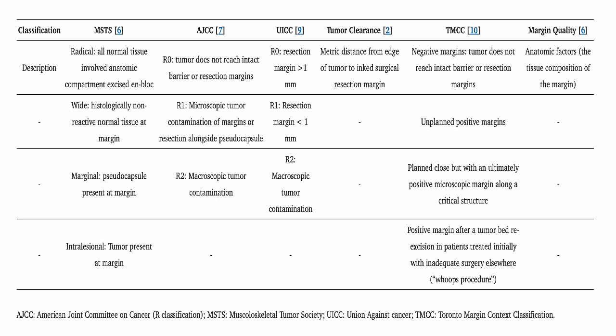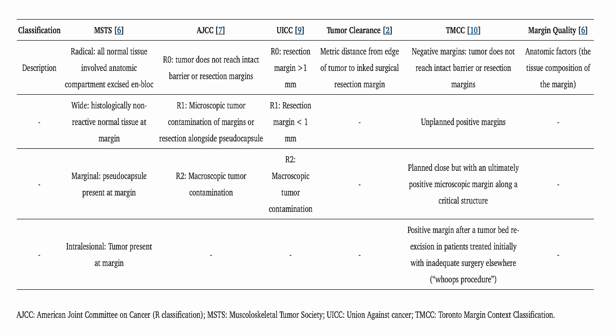So this is the summary of the various classifications that you can see: MSTS or Enneking classification, AJCC, UICC that I talked about. Tumor clearance, that is, it measures the metric distance from the edge of the tumor to the surgical margin. And then TMCC, which is negative margin, unplanned positive or planned positive, or sometimes whoops surgery as well. It is endorsed by the Toronto margin context classification, but not used commonly worldwide.